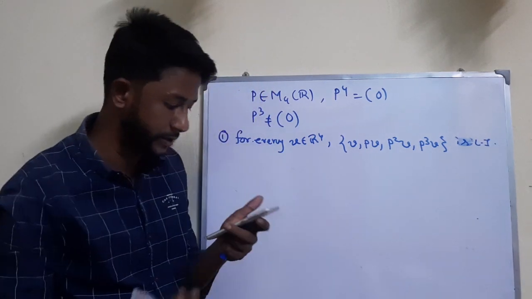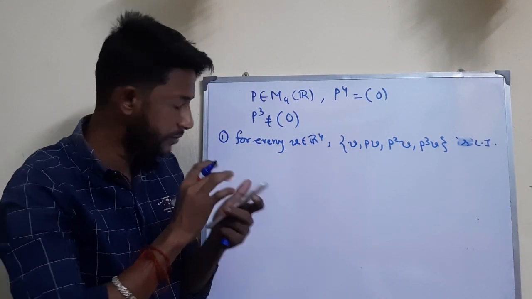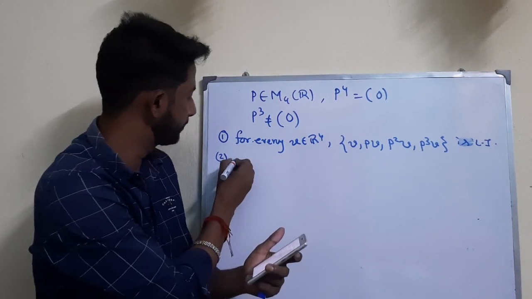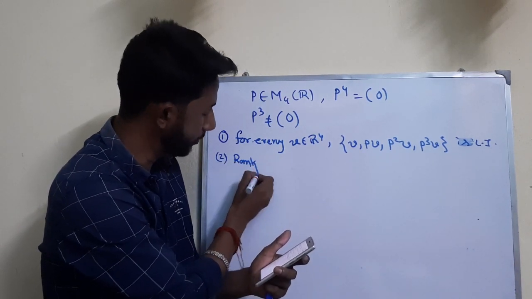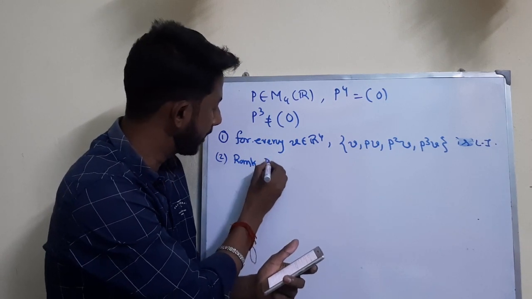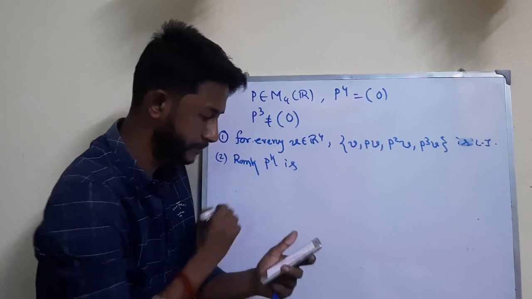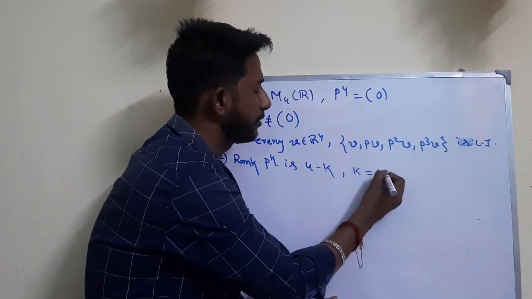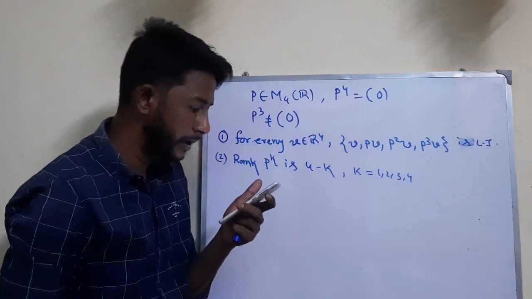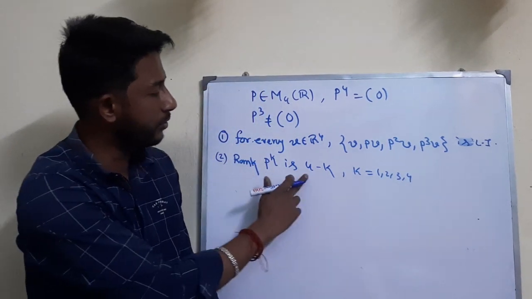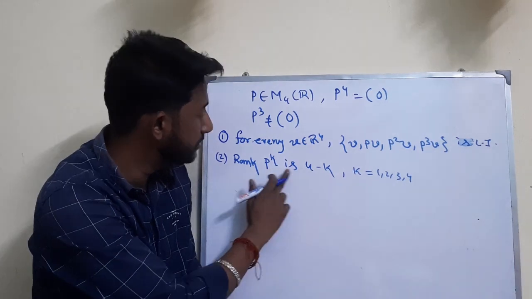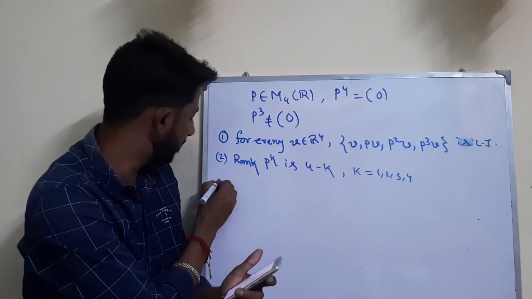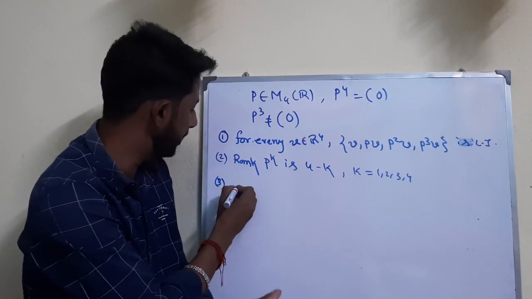Okay, this is the first option. Option B, the second option, says that the rank of P to the power K is 4 minus K, where K equals 1, 2, 3, 4. It means the rank of P to the power 4 is 4 minus 4, which is 0. The rank of P cube is 4 minus 3, which is equal to 1. Option C, the third option, says that 0 is an eigenvalue of P.